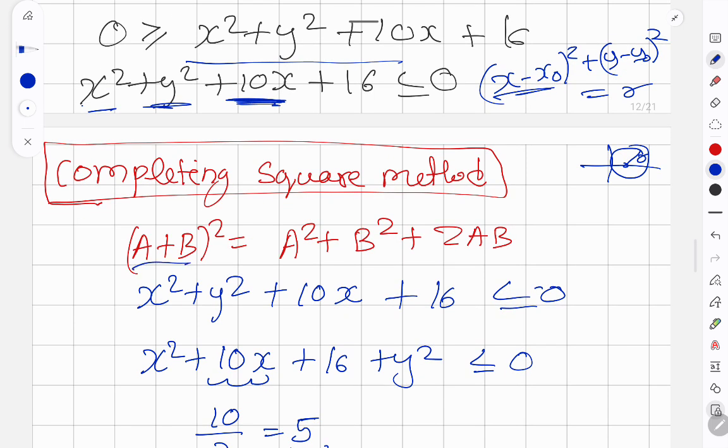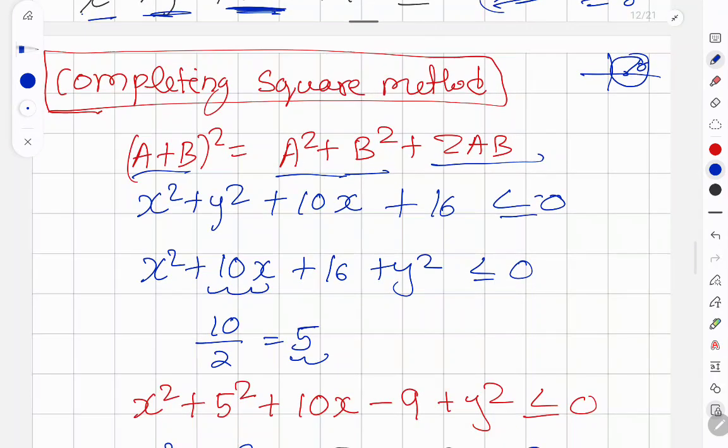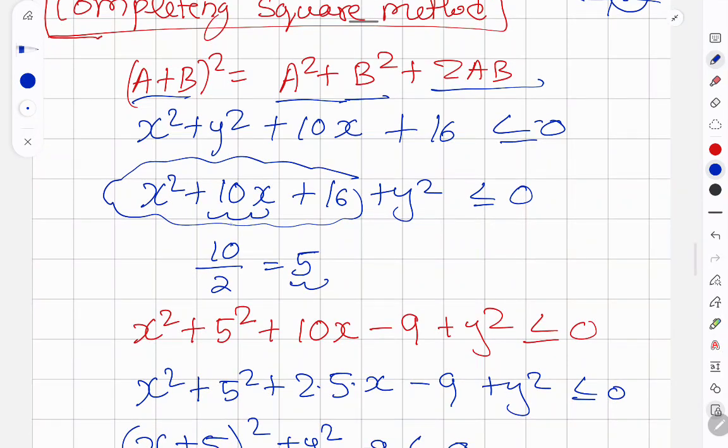You know the formula: a plus b whole square is equal to a square plus b square plus 2ab. Since we have this equation, I want to make a square term over here. You will see what the benefit is. This is x square plus 2ab. So here, this one is a combination of 2 into 1 into the b. If I divide by 2, I get 5. That is the b term.